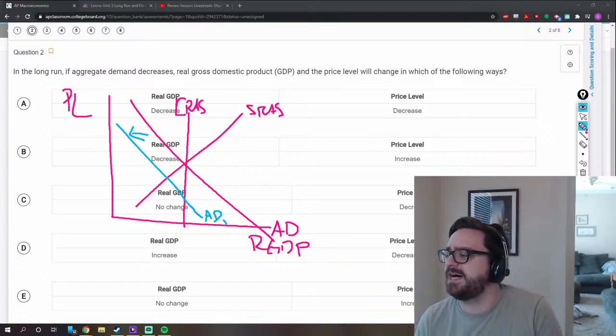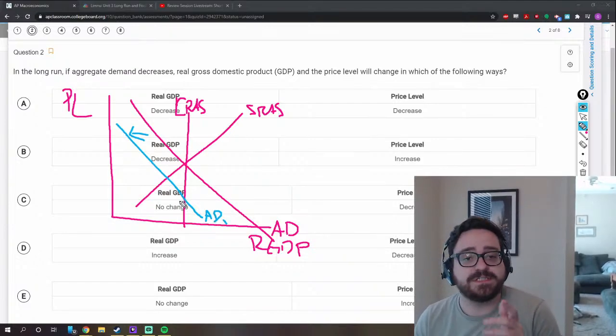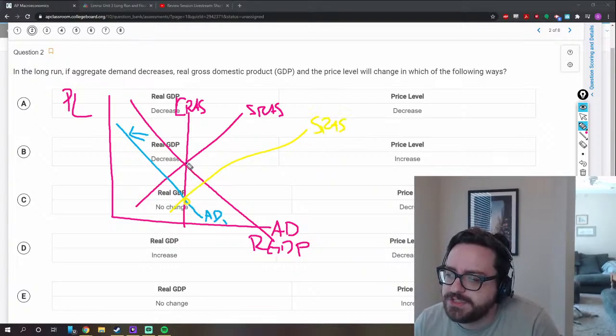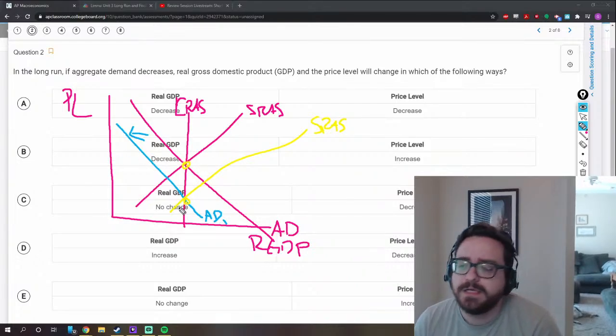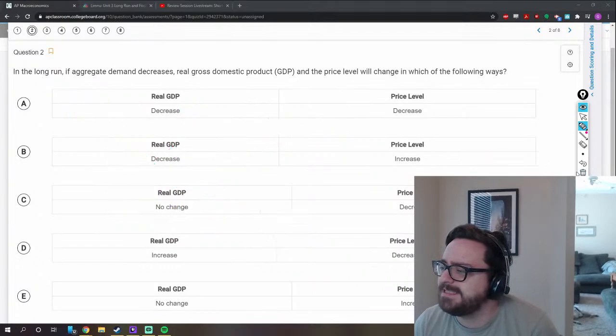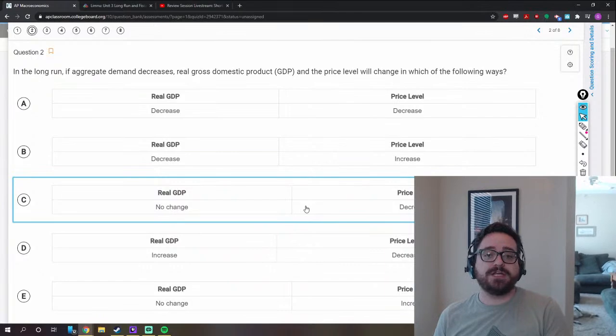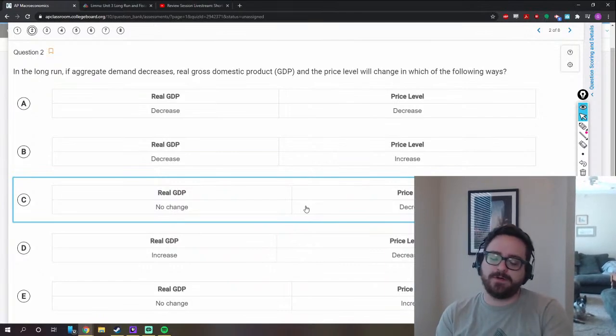And then if the government's not involved, what happens in the long run? The business has got to fix it. SRAS is going to increase to get back to equilibrium. So I'm going to end up down there. In the long run, I started up here and I ended down there. So my price level for sure fell. It fell by a lot. But my GDP did not look like it changed. So it would be price level decrease, real GDP no change. That is answer choice C on that question.